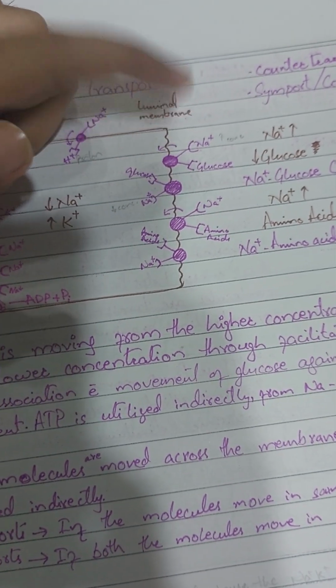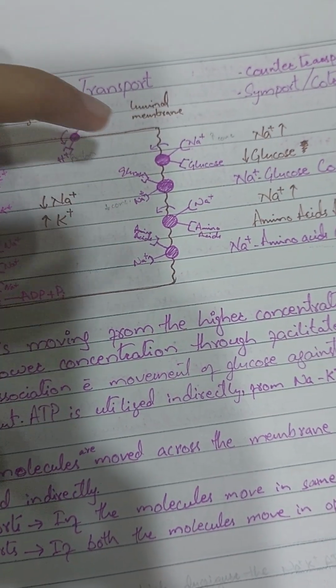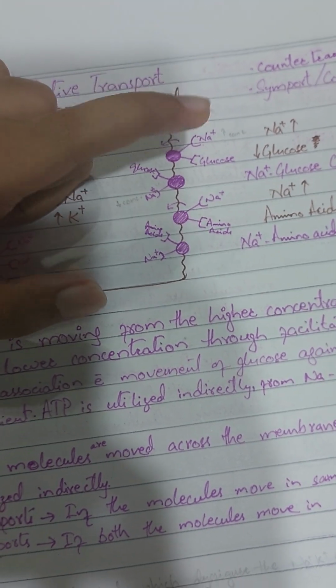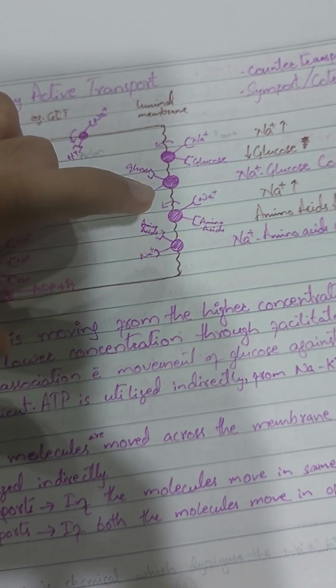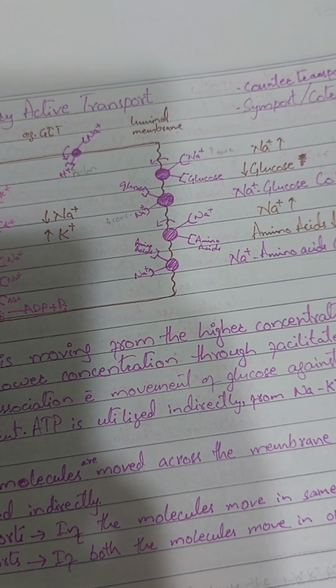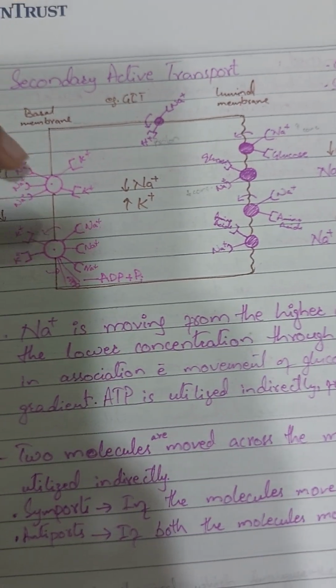Sodium-glucose co-transportation, where sodium and glucose are moved intracellularly. Another example of secondary active transport is sodium-amino acid co-transportation, where sodium and amino acids are moved intracellularly. So, how is ATP utilized indirectly from the sodium-potassium ATPase pump?